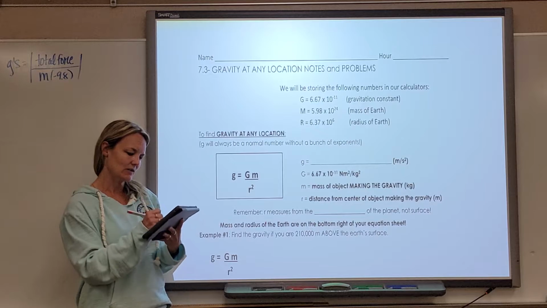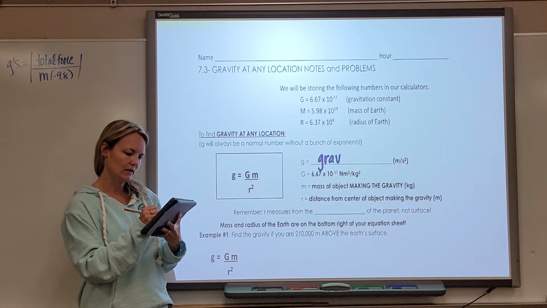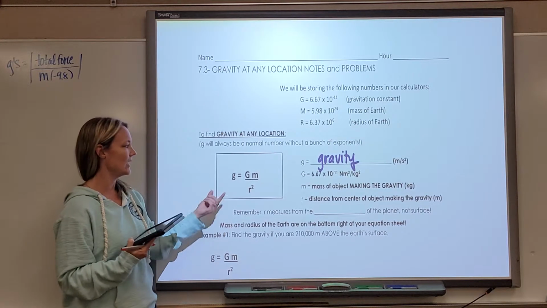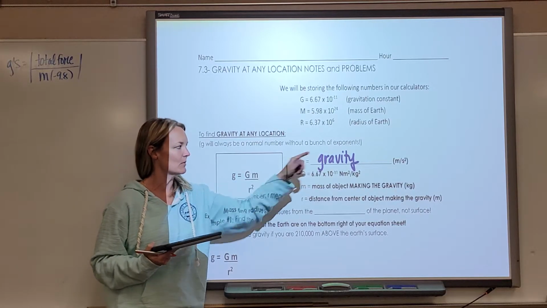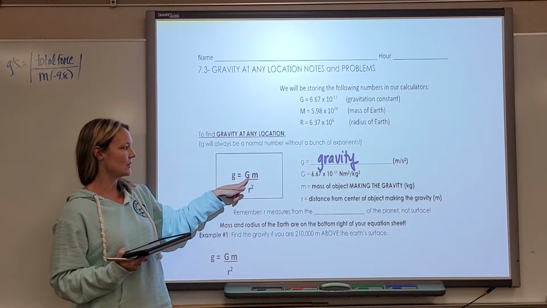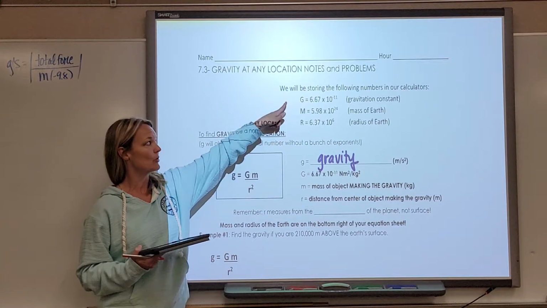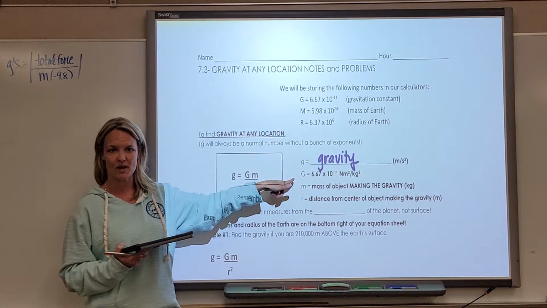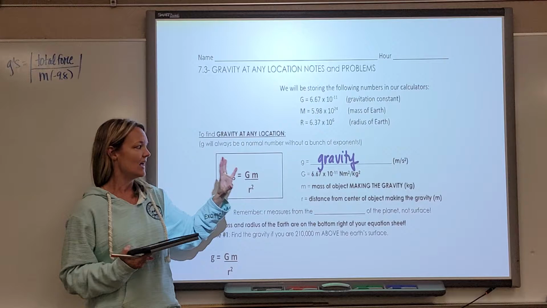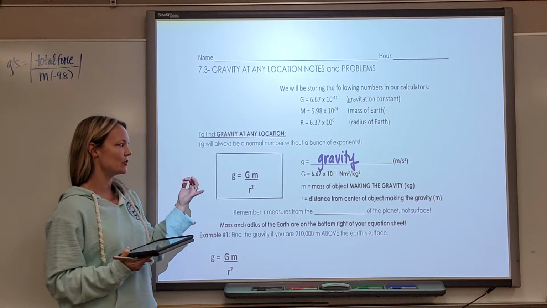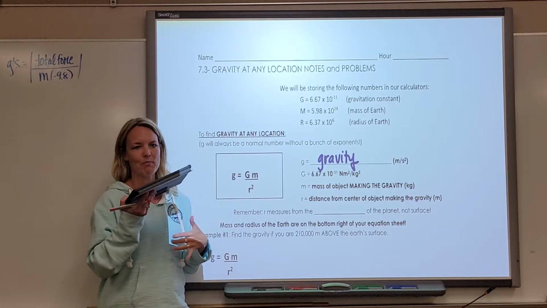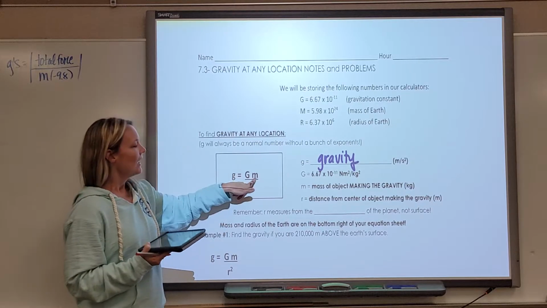Little g is gravity. That is what we're solving for. It is an acceleration, so it comes out in meters per second squared. It is equal to capital G. That's that number we have stored, 6.67 times 10 to the negative 11. It's that standard number that connects the mass and the radius together.